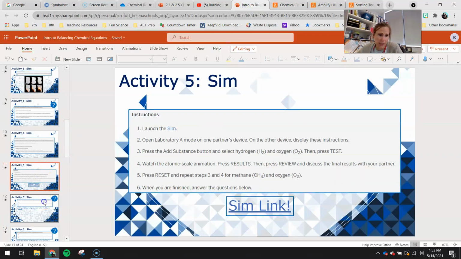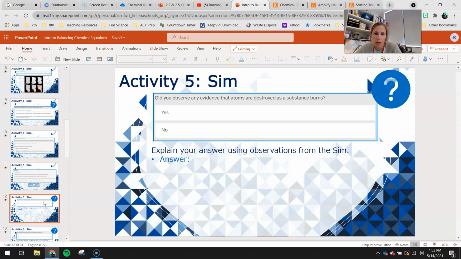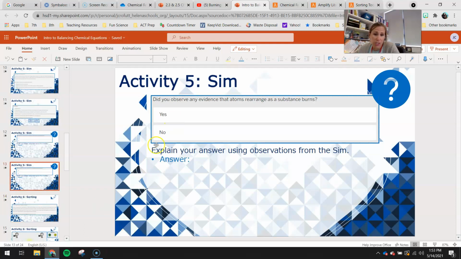And then you guys can answer these questions here. Did you observe any evidence that atoms are destroyed as a substance burns? So meaning we would have them as a reactant, but as a product they would not be there at all. Okay? Explain your answer using observations from the sim. Your second question, did you observe any evidence that atoms rearrange as a substance burns? Explain your answer using observations from the sim. So all of the atoms are still there, they're just in a different order.